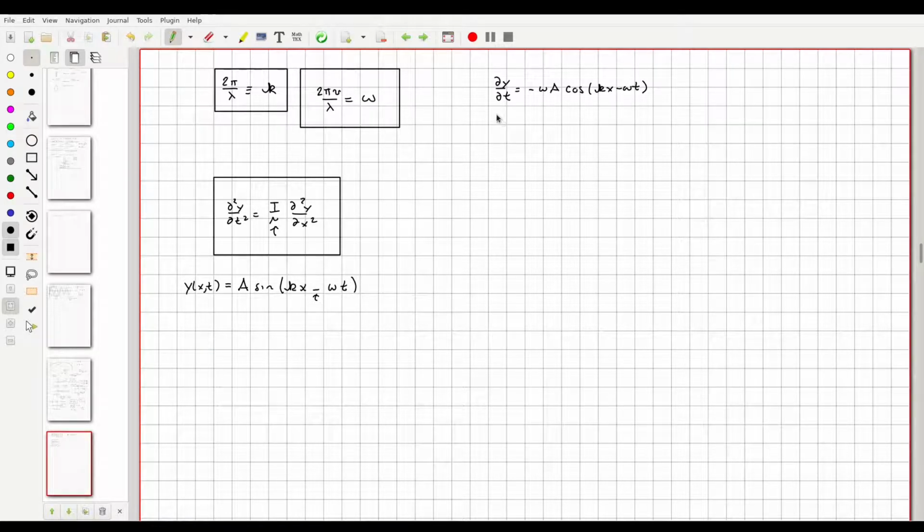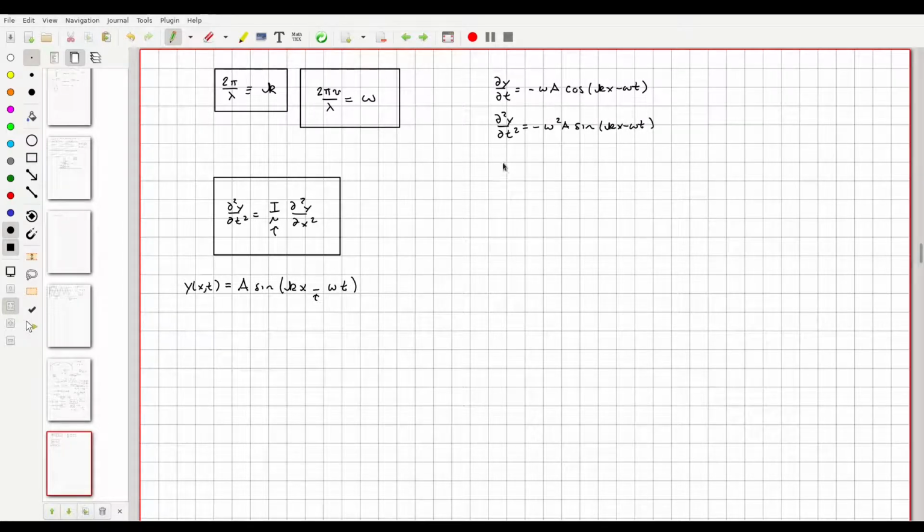If I take another derivative with respect to time, cosine becomes a minus sine. There's a minus omega that comes out again, which hits this negative and makes it plus. Then you have the negative from here, which makes it negative again. And we get minus omega squared a sine of kx minus omega t.